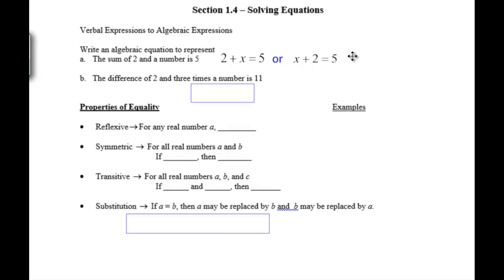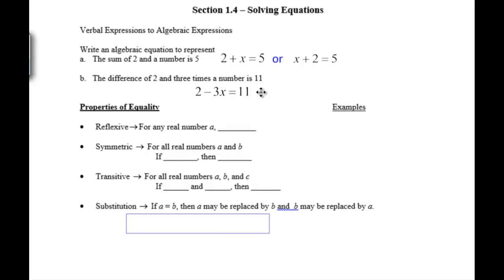Letter B. The difference of 2 and 3 times a number is 11. Notice the difference gives us a minus, so we're going to take 2 and 3 times a number, let's call it 3x. Problem is, is it 3x minus 2 or is it 2 minus 3x? It's the difference of the first one minus the second one, and set it equal to 11.